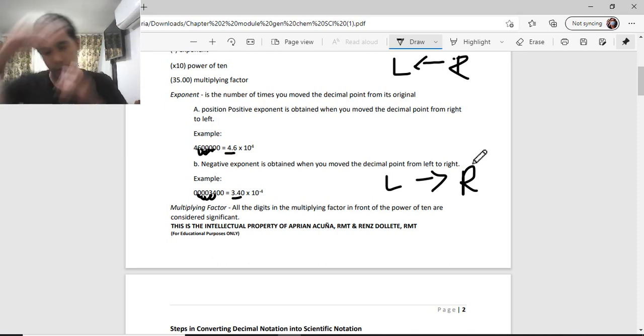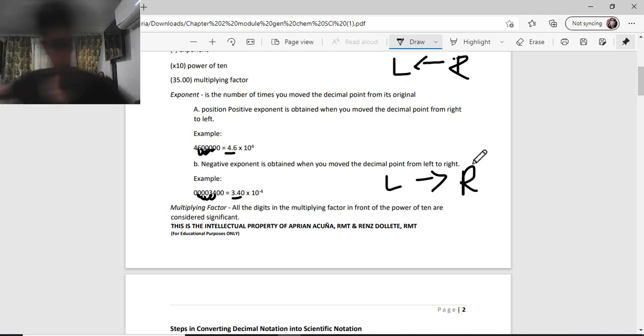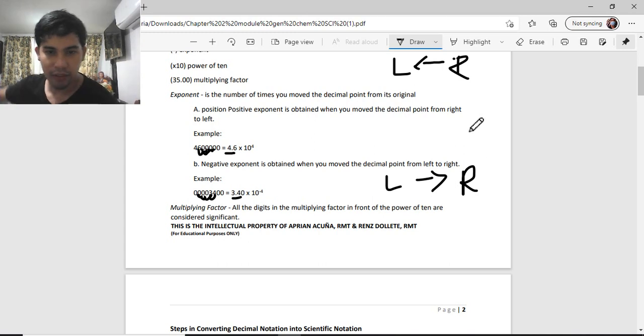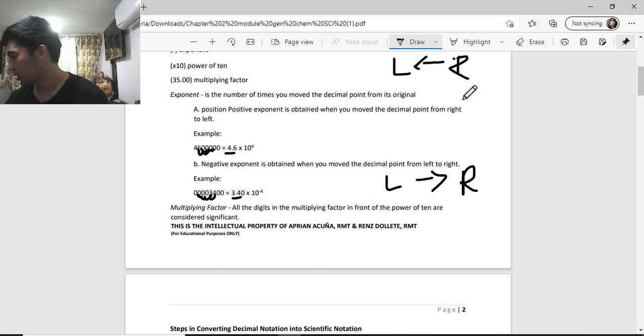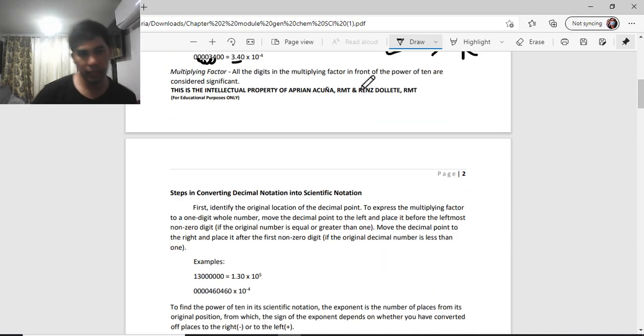Next, your multiplying factor. All digits in the multiplying factor in front of the power of 10 are considered significant. We will be studying significant digits.